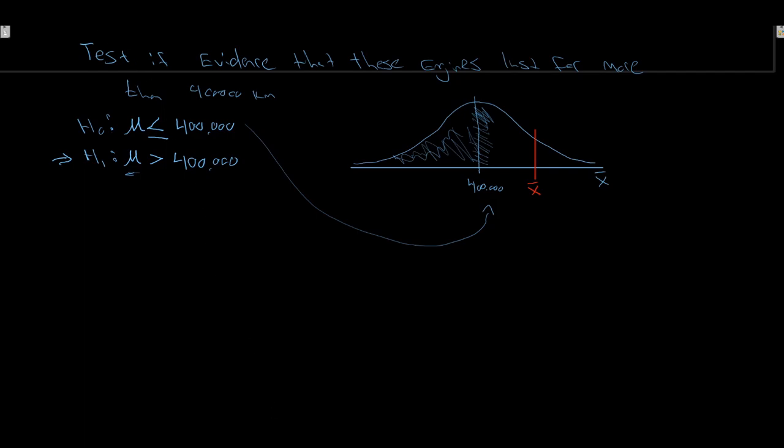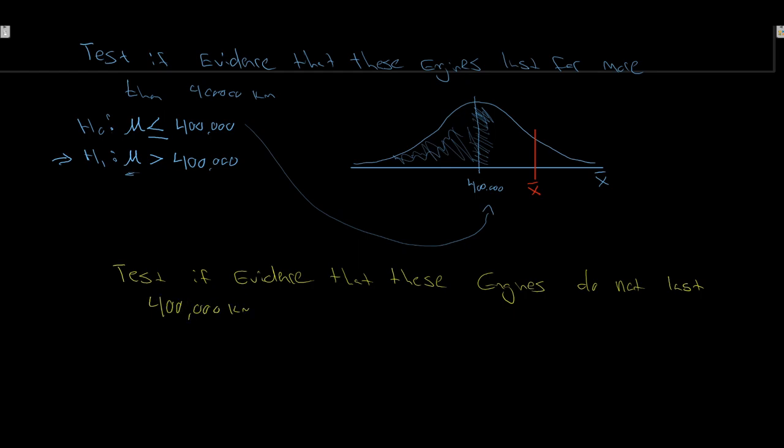Final possible situation is maybe we just want to say, test if there is evidence that these engines do not last 400,000 kilometers. Well, that's kind of a little bit misleading. I'd say even with that, do not last 400,000. Many would interpret that to be our first case, that hey, in fact, they survive less. Maybe let's phrase that a little bit different.